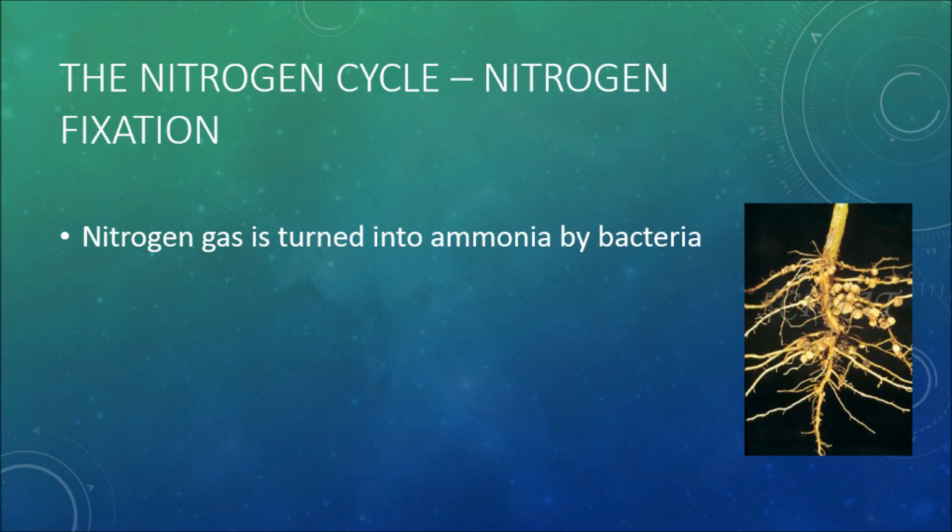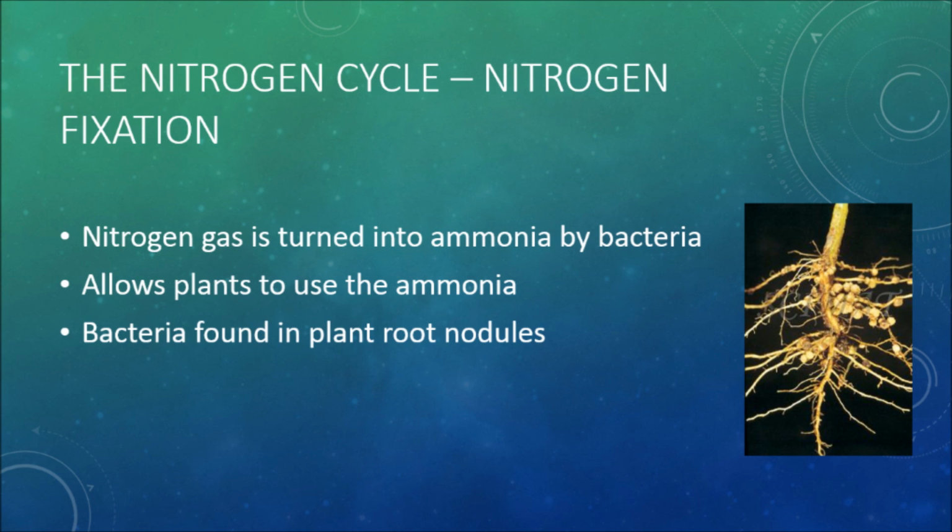The first stage is nitrogen fixation. This is when nitrogen gas in the atmosphere is turned into ammonia by bacteria, allowing plants to take it in. The bacteria called rhizobium is found inside root nodules which grow on leguminous plants. This bacteria forms a mutualistic relationship with the plant. The bacteria provides the plant with nitrogen compounds, and the plant provides the bacteria with carbohydrates.